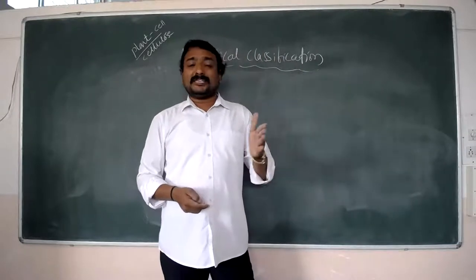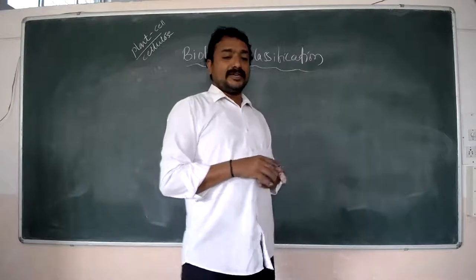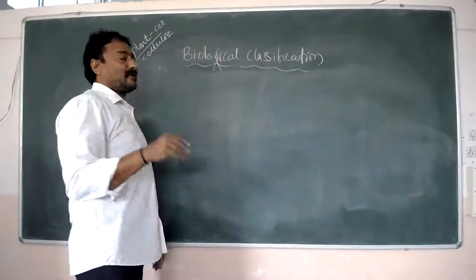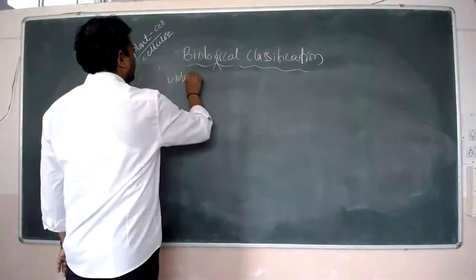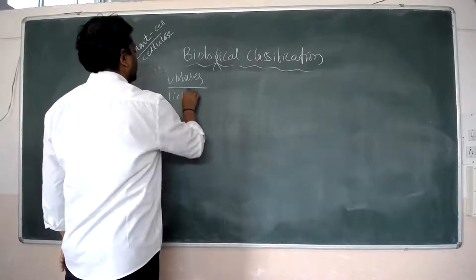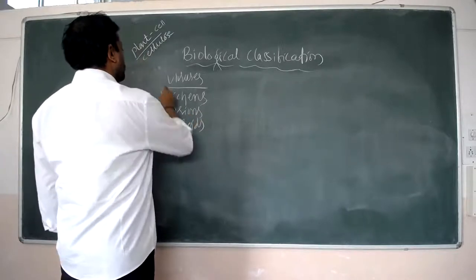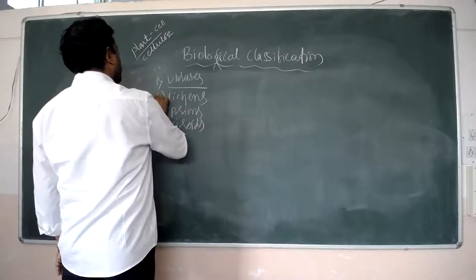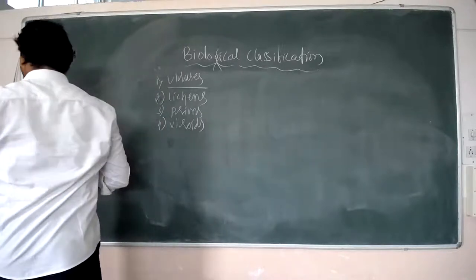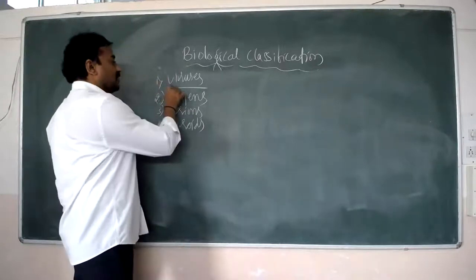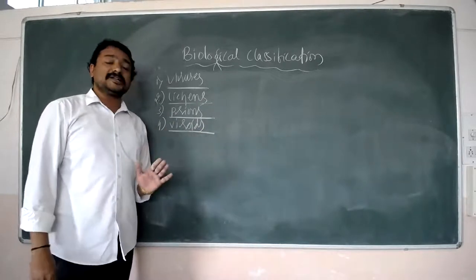But remember, I am explaining the five kingdoms which were given by R.H. Whittaker. One special point is that R.H. Whittaker framed five kingdoms, but failed to keep some organisms like viruses, lichens, prions, and viroids. These are four different groups of organisms which are not studied under any kingdom.